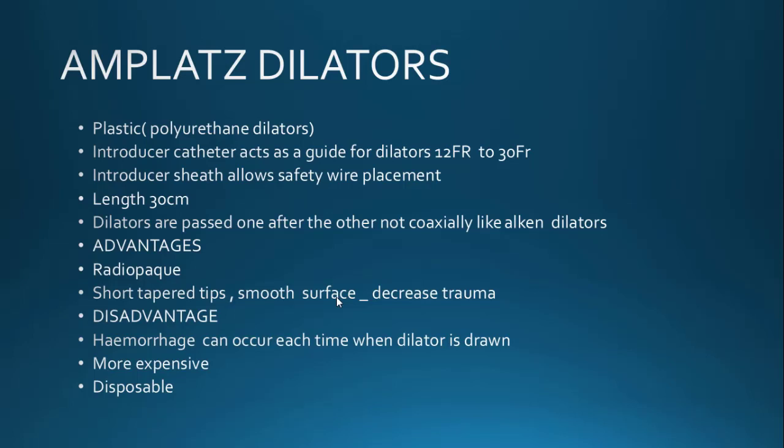They are introducer catheters and act as a guide for dilatation from 12 FR to 30 FR. They can be used as an introducer sheath that allows safe guide wire placement. Their length is 30 centimeters. Dilators are passed one after the other, not coaxially like the Alken dilators.